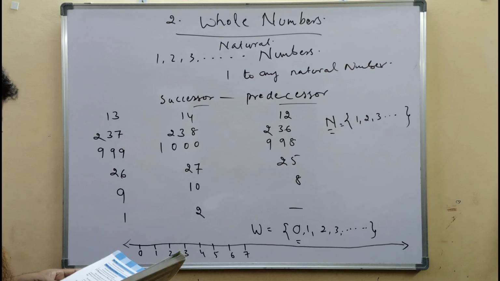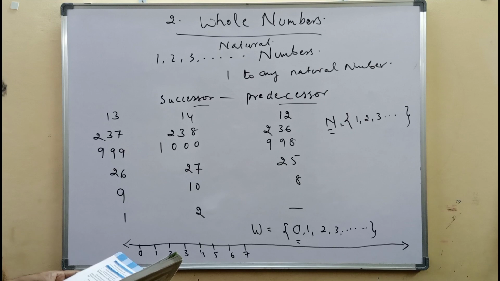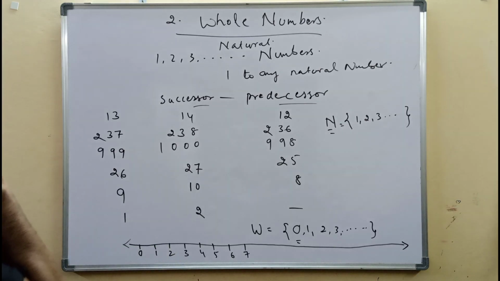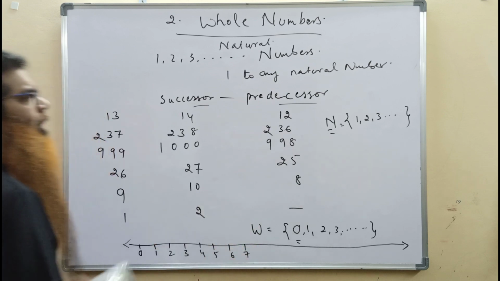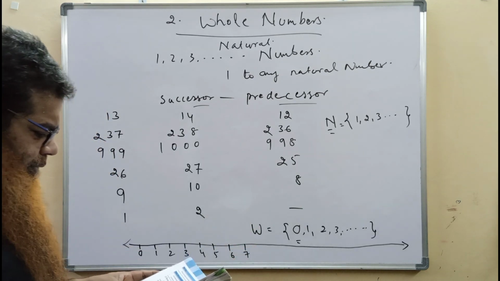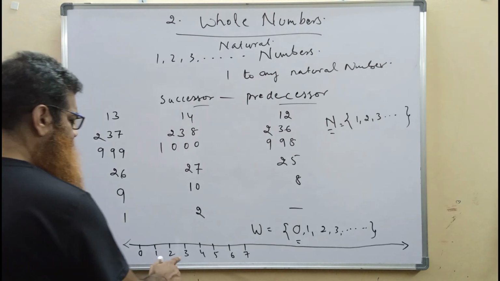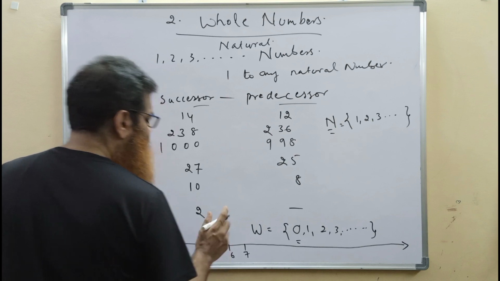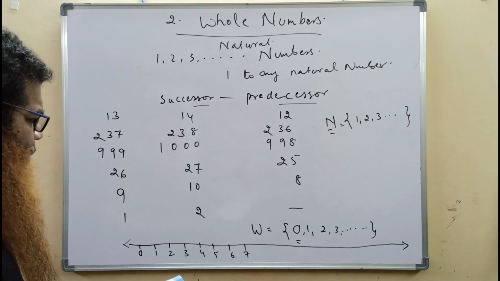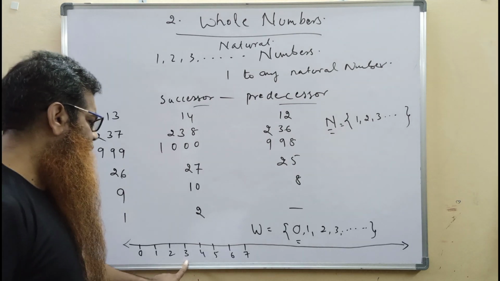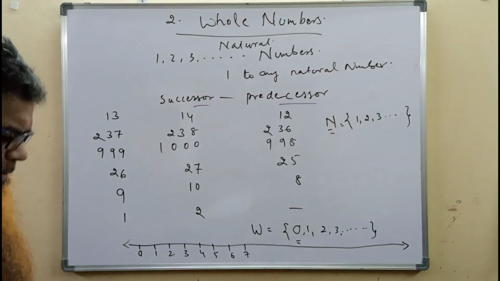On the number line given above, you know that the successor of any number will lie to the right of that number. For example, the successor of 3 is 4. The successor of 4 is 5, as you can see here, and it lies on the right side of the number 3 on the number line.